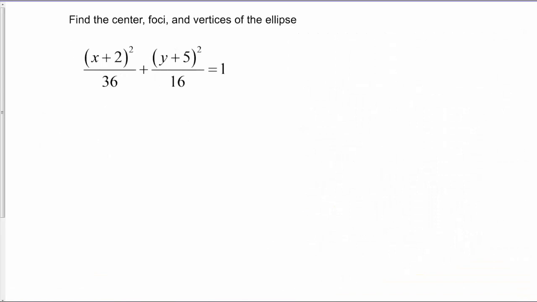We want to find the center, the foci, and the vertices of the ellipse. And remember, the vertices are only going to be points at the end of the major axis in our case. So let's go ahead and do that. We know just by looking at the picture, we have a larger denominator under the x, so I'm going to get an ellipse that looks like this, horizontal major. I know I have the center at -2, -5.